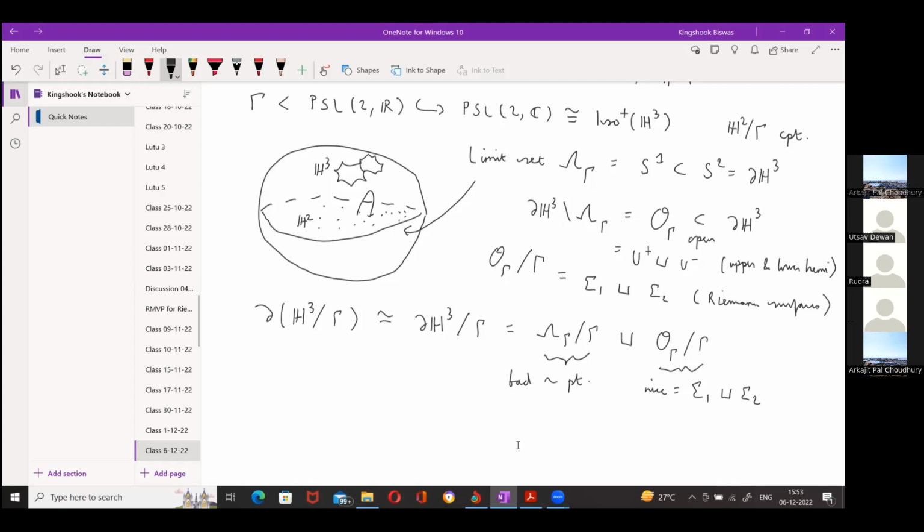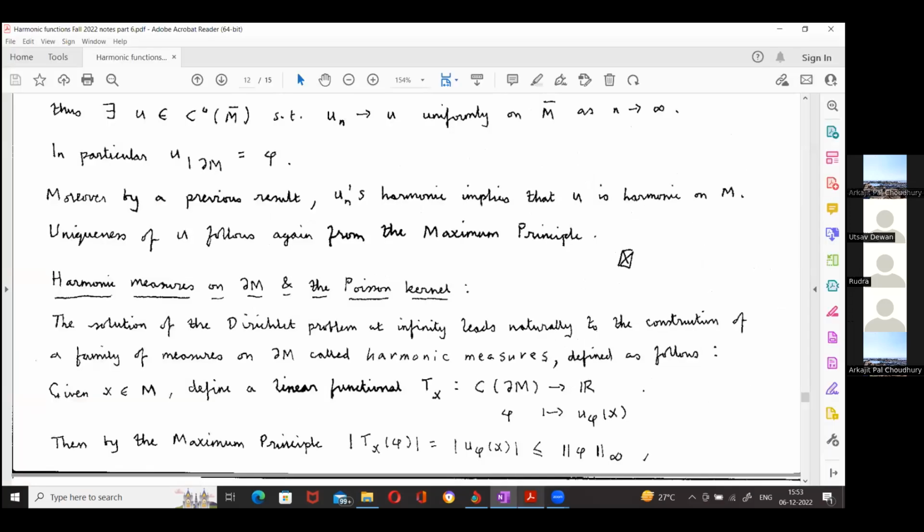Okay, so maybe the last thing I wanted to say, just to finish the course, is that you can define, just like we did for a finite ball, using the solution of the Dirichlet problem, we defined harmonic measures on the boundary of the ball. The same, exactly the same procedure gives us harmonic measures on the boundary at infinity, right? To define the measures, you need to define a positive bounded linear functional on the space of continuous functions on the boundary, right?